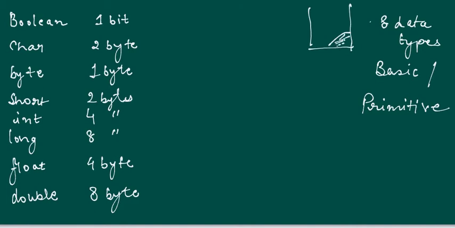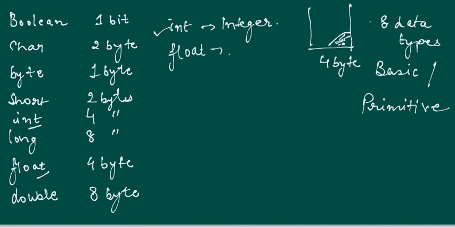Suppose the memory I want is of 4 bytes. Then which data type should I choose? Should I choose int or should I choose float? Because both of them are of 4 bytes. Now we know int is for integer. If what you are trying to store is an integer, then prefer int. But what is float? Float is for decimal point. So if you have a number 4, then try to store it in int type, and if you have a number 4.03, then store it in float type. Okay, we are going to discuss each of the data types in detail.